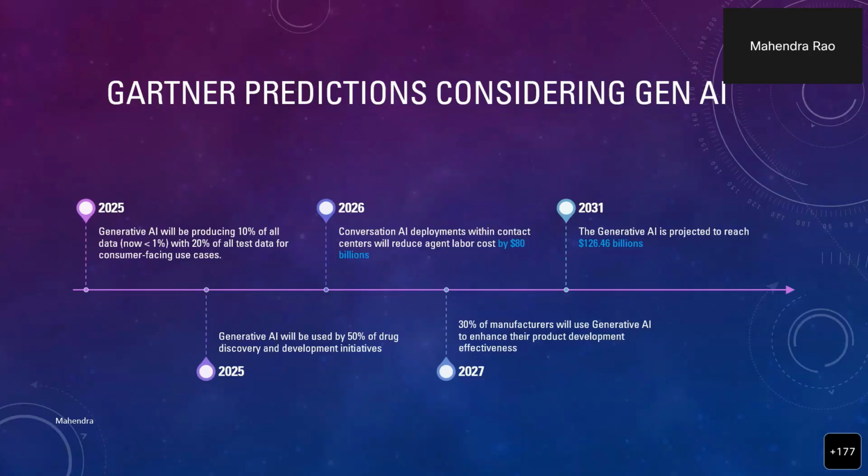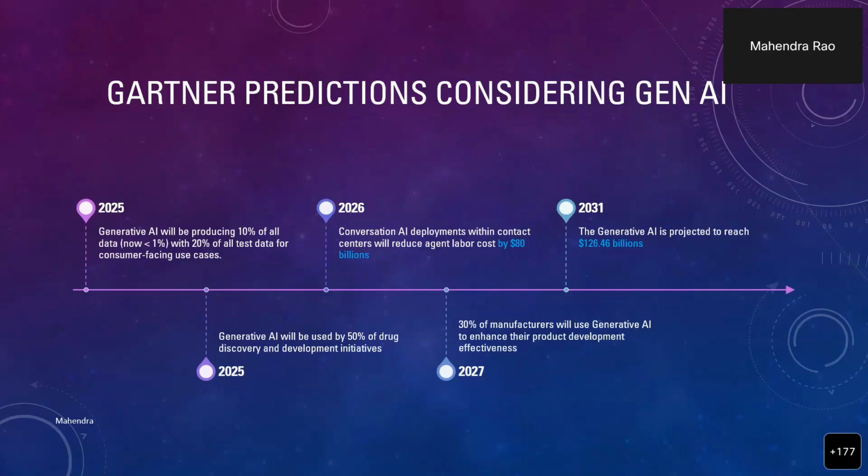Okay. And by 2026, conversational AI deployments within contact centers will reduce agent labor costs by 80 billion. It doesn't mean that we are losing our jobs, but we have to upskill, in the sense that we need to go for training and see what the next step is. Because when the calculator was invented, we didn't think we lost something. Then we invented the computer, and from desktop and laptop, now we are going to mobile. So application modernization will certainly help going forward. We have to take it forward.